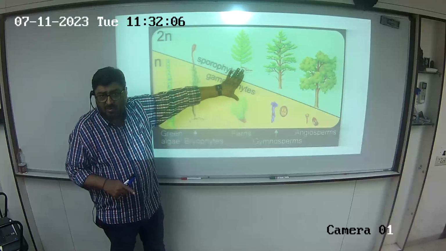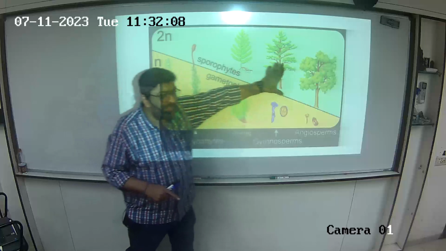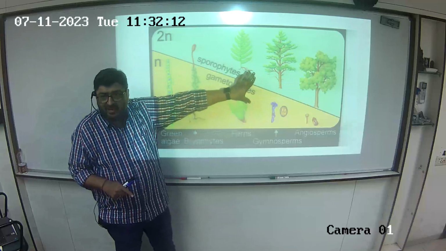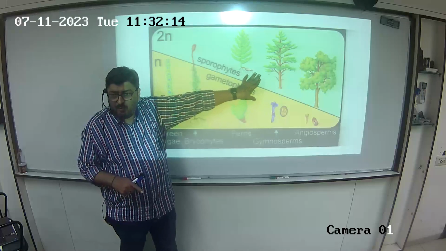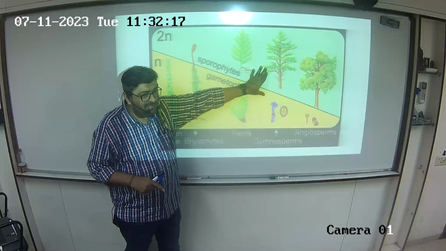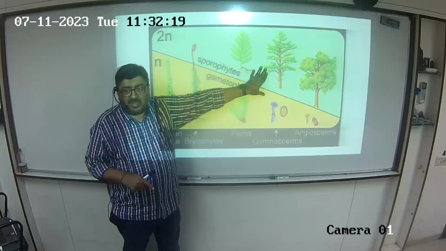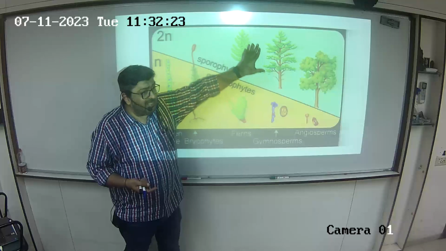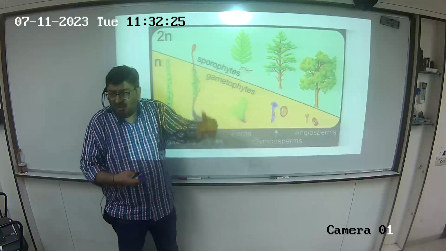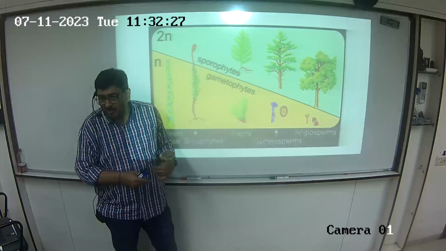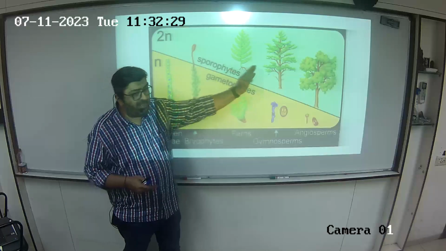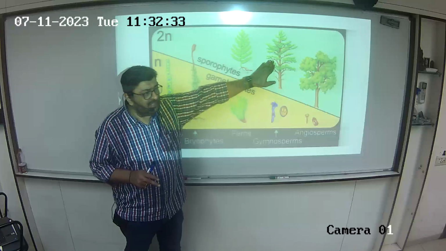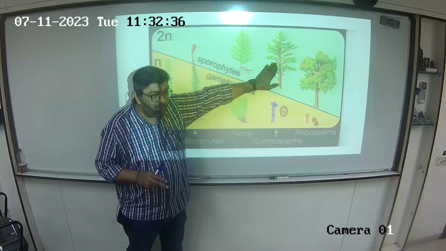Now we have to move towards gymnosperms. So can we be brave enough to make certain predictions now? What is going to be the plant body? Sporophyte. Will the sporophytic structure be a little better than pteridophyta now? Yes. So from a small fern, will we have a proper plant now? Yes.